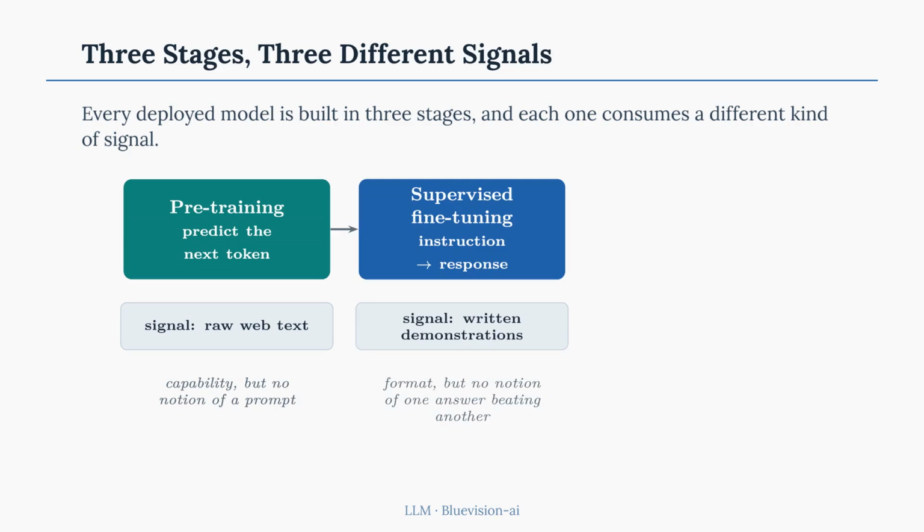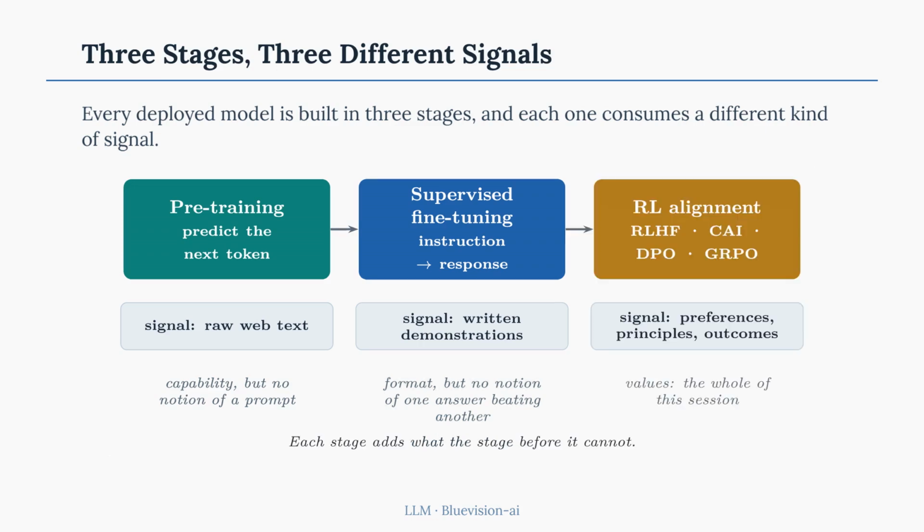Stage 2, supervised fine-tuning. Now the signal is written demonstrations. Somebody sat down and wrote the answer. You get format out of it. What you still don't get is any notion of one answer being better than another. Hold on to that. It's the whole reason Stage 3 exists. And Stage 3, where the signal can be preferences, or principles, or outcomes. That's where values come from. And that's the rest of today.